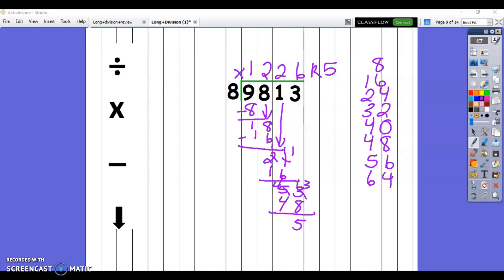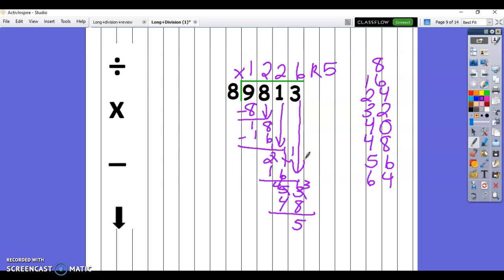8 divides into 21, 2 times again. 2 times 8 is 16. When you subtract 21 minus 16, you are left with 5. You bring down that 3, and it becomes 53. 8 divides into 53 6 times.